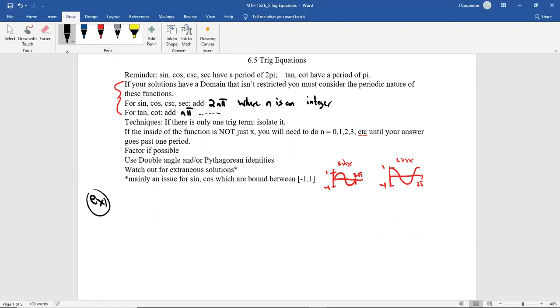Example 1, solve. Big wordy instruction, solve. And I'm not doing A, B, C, D stuff here, so 3 sine x minus 2 is equal to 5 sine x minus 1.